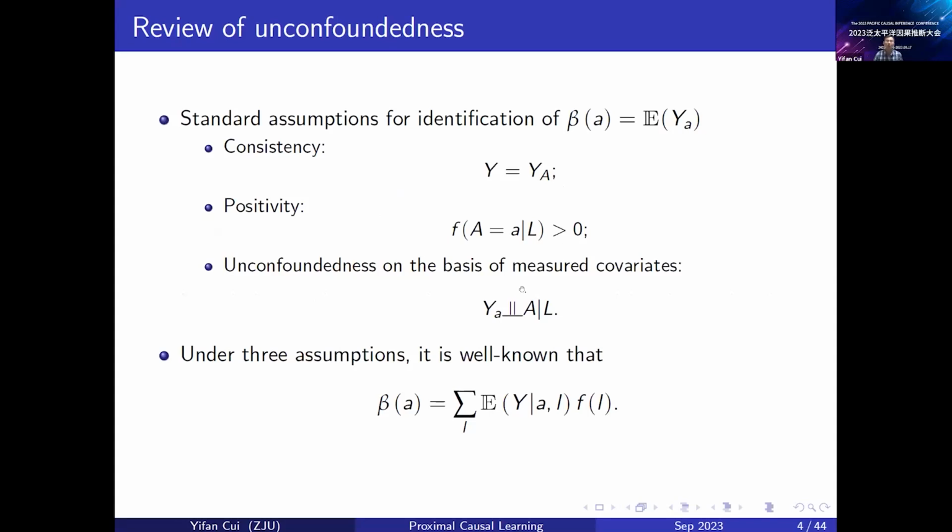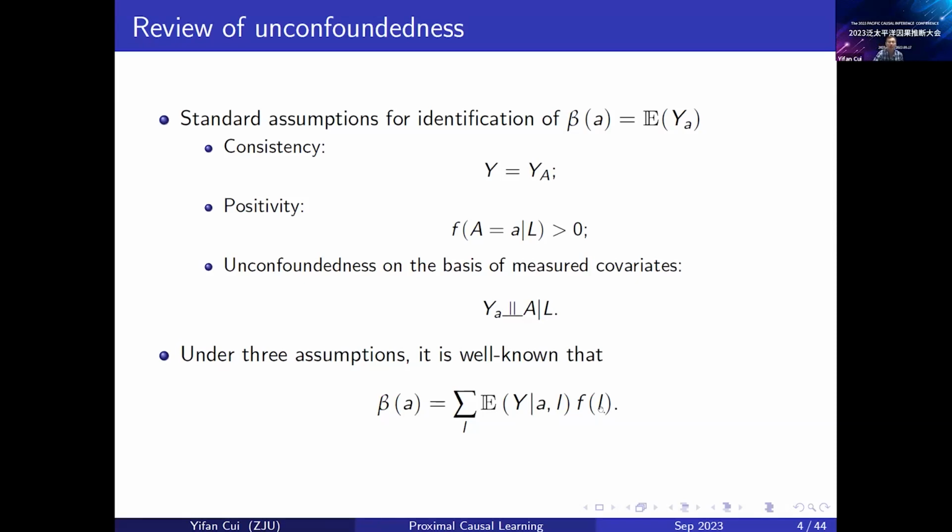Suppose we are interested in estimating the average treatment effect. One essential ingredient is to identify and estimate this counterfactual mean, beta a. It is well known that under the consistency, positivity, and unconfoundedness assumptions, this counterfactual mean beta a can be identified by the last equation, also known as the g-formula in the literature. So beta a can be expressed by the observed data.